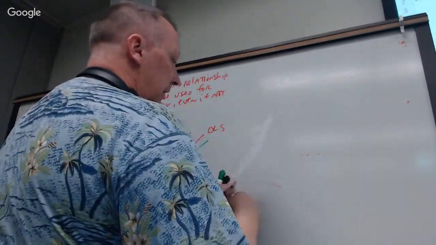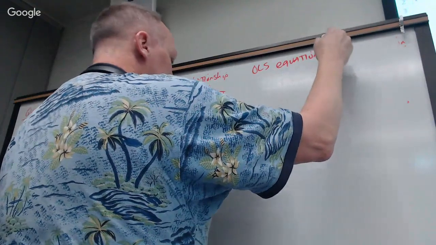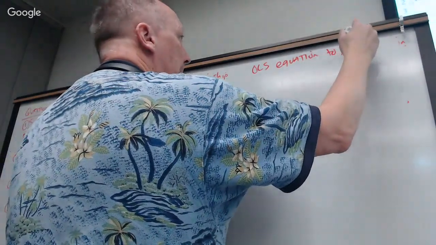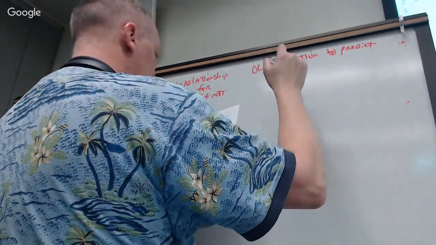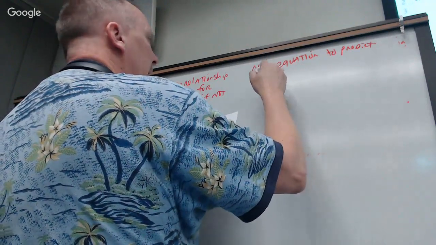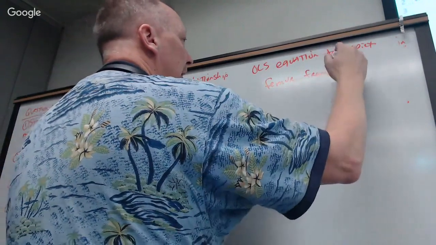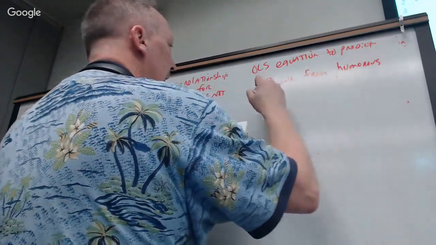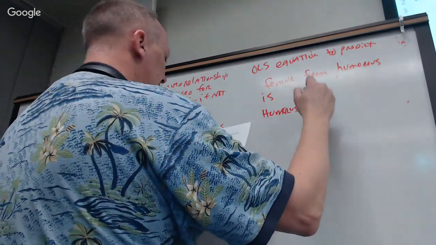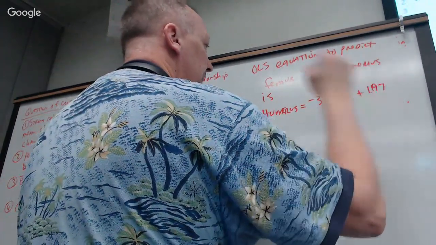Let's say that the OLS equation to predict the femur from the humerus is humerus equals negative 3.66 x plus 1.1197. Okay?